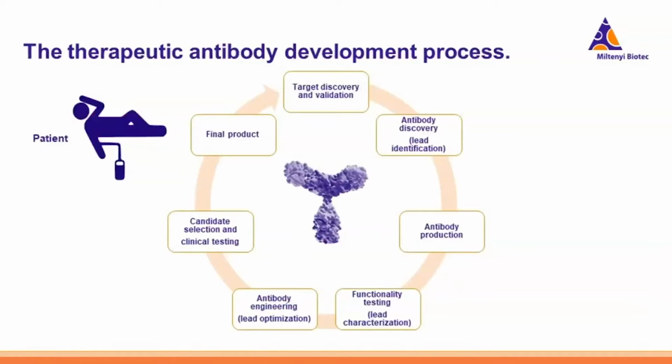And then, of course, in the next step, after you validated your target, you do the antibody discovery, because you want to have an antibody against this target. In the next step, you do the antibody production. So you produce those antibodies to be able to test them in functionality testing and do the lead characterization. And then, of course, antibody engineering is happening, because usually it can always be a bit better, so you can always do a bit of optimization. Then you do functional testing again to see if it's really working better or not in comparison to the beginning.